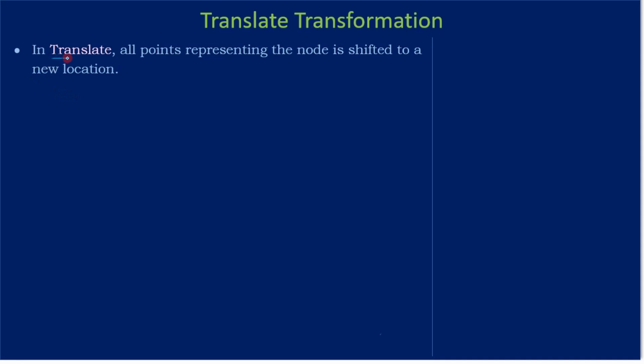In translate, all points representing the node are shifted to a new location. So whether it is a 2D object or 3D object, or we can say whether it is a rectangle or a box, the points that constitute the shape will be shifted to a new location. So once the vertex points are shifted to a new location, obviously the object will translate to a new location.